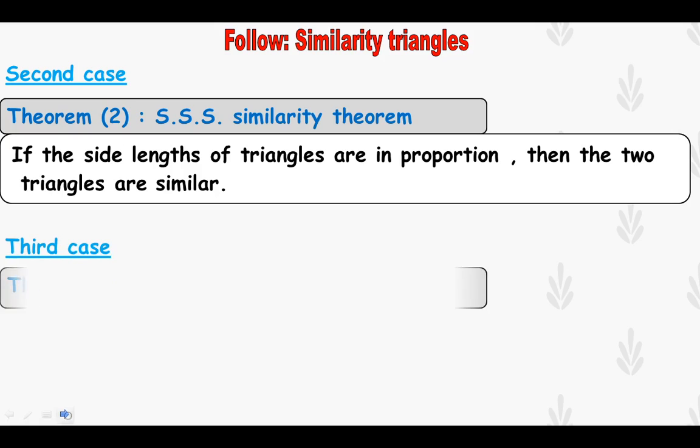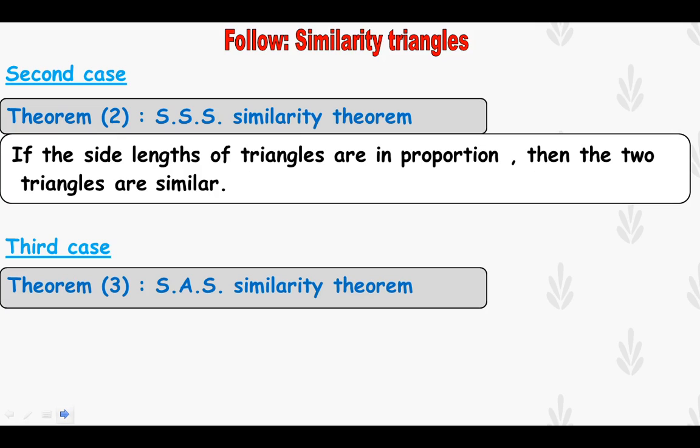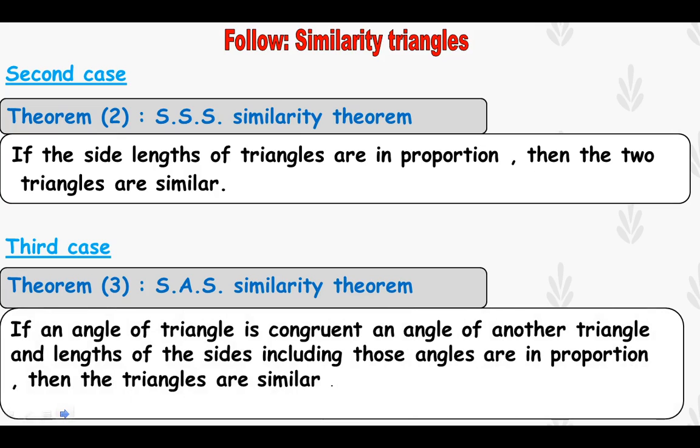Third case, SAS similarity theorem. If an angle of a triangle is congruent to an angle of another triangle and the lengths of the sides including those angles are in proportion, then the triangles are similar.